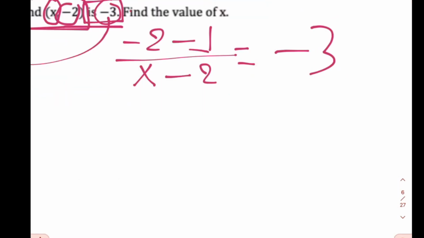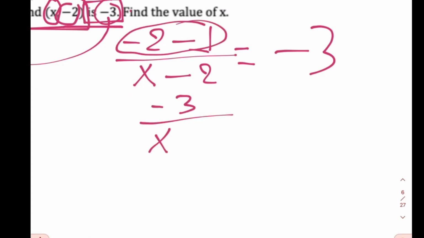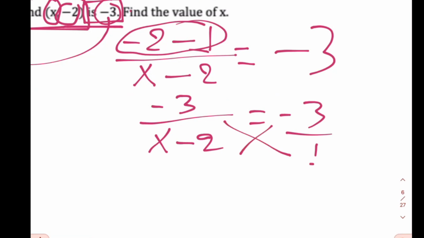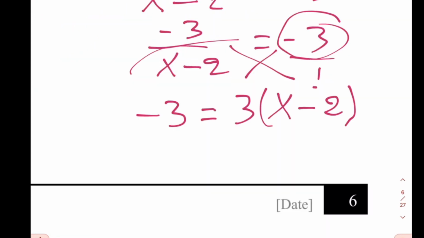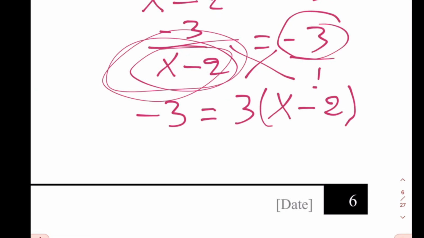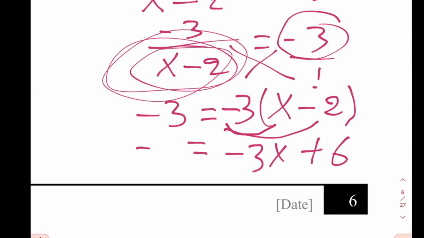So to solve this, first we simplify this negative 2 minus 1, which is negative 3 over x minus 2 equals negative 3. And then you can cross multiply. Put this over 1 and cross product. 1 times negative 3 is negative 3. Negative 3 equals, and then negative 3 times x minus 2. Make sure you put brackets, because this negative 3 should multiply all of this. So you put it inside brackets and you expand. Actually, I forgot negative. Put negative here. And then negative 3 times x, negative 3x, negative 3 times negative 2, plus 6, equals negative 3.